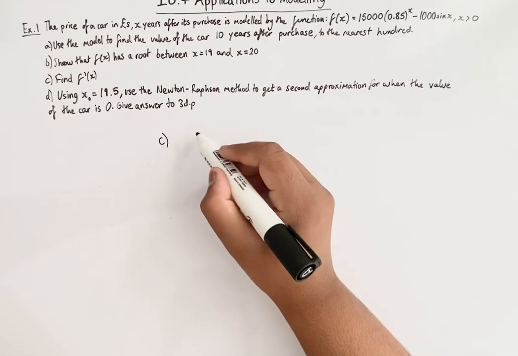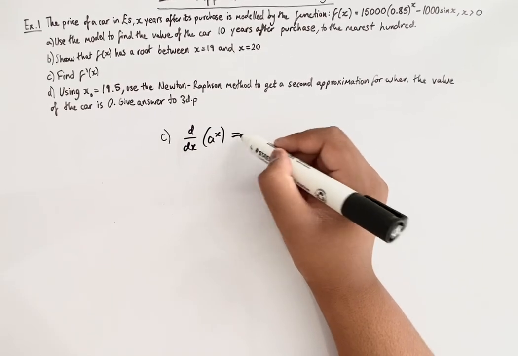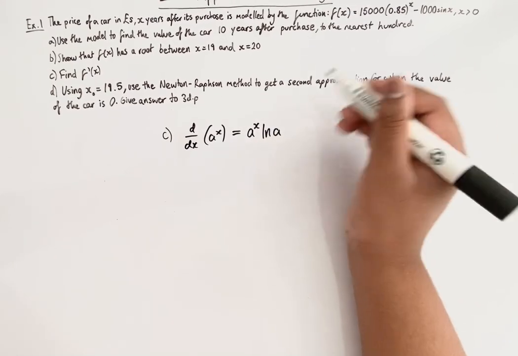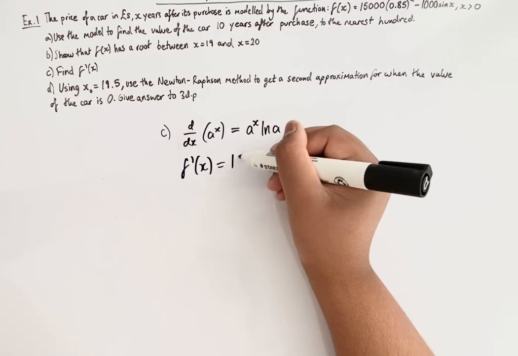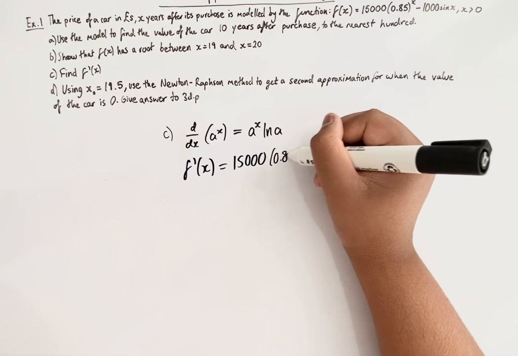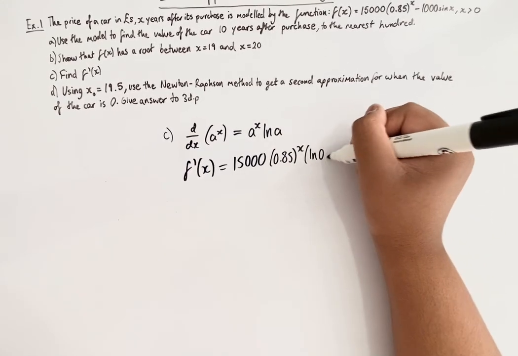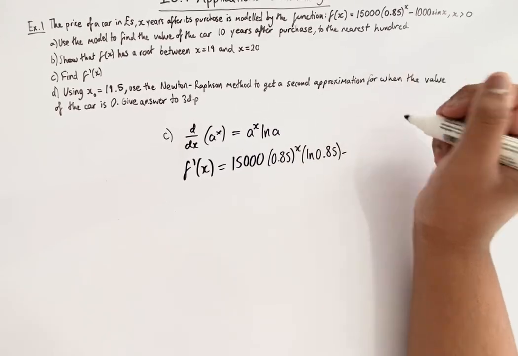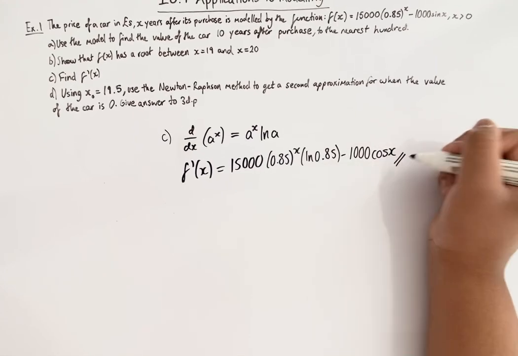For part C, the derivative of a to the x, where a is a constant, will be equal to a to the x multiplied by the natural log of a. And so f prime of x will be 15,000 multiplied by 0.85 to the x like before, but multiplied now by ln of 0.85. And then sine x differentiates to cos x, so this is just minus 1,000 cos x.